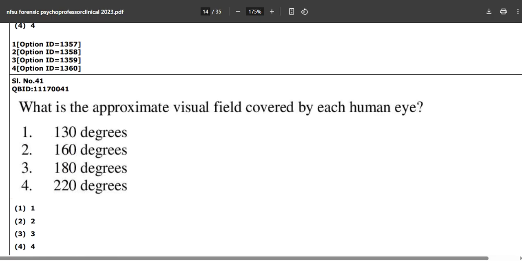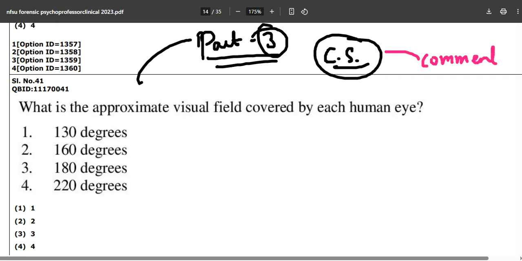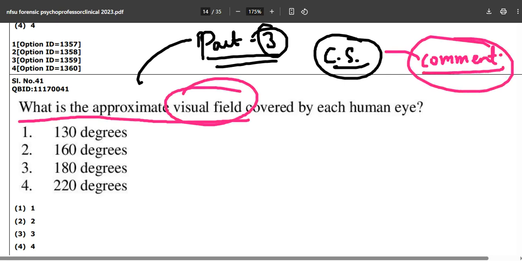And what is the approximate visual field? Okay, this question we will solve in the next part. That is going to be your part number 3 for this paper. And it is a common sense question. Let's check how you can apply common sense and comment down below the correct answer. What do you think is going to be the correct answer? What is the approximate visual field covered by each human eye?